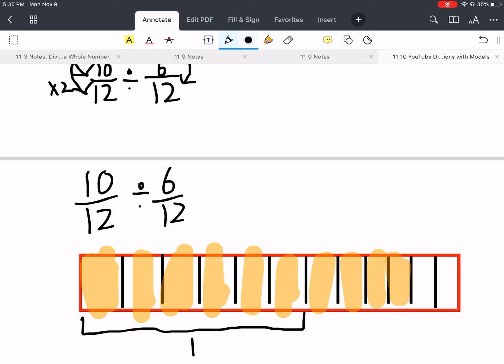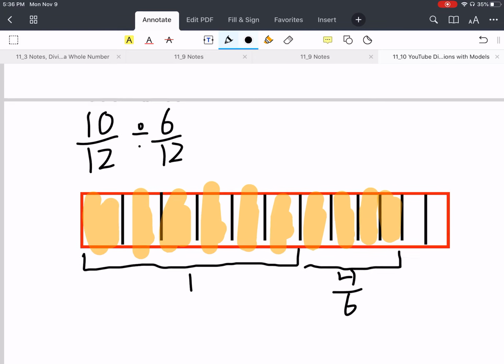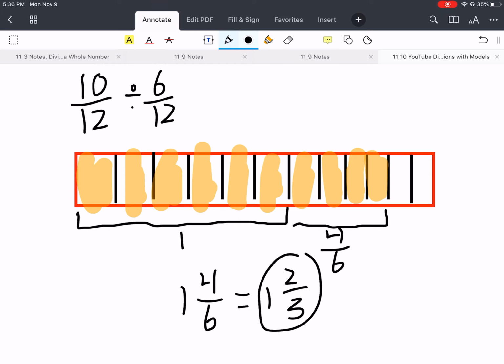That is 1 section. And notice it takes 6 sections to equal 1. And we have 4 out of the 6 remaining. So we need 6, but we only have 4, so that is 4/6. So 10/12 divided by 6/12 is going to equal 1 4/6. We can simplify that to equal 1 2/3.